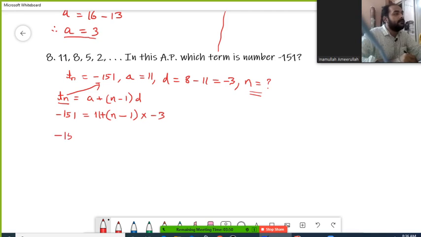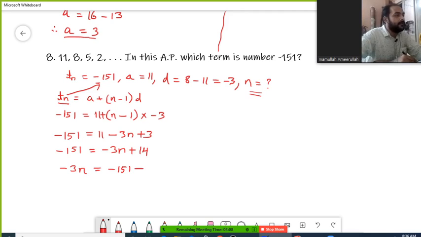So minus 151 is equal to 11. This plus and minus will become minus 3n. Minus minus will give me plus 3, ones are 3. So here we can write it as minus 151 is minus 3n plus 11 plus 3, which is equal to plus 14. So minus 3n on its place, minus 151 on its place. This positive 14 will become negative 14 on the other side.